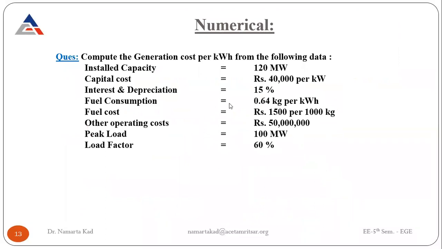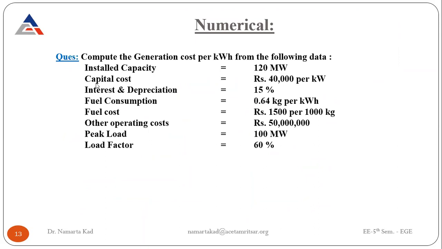Okay, this next numerical is just for your practice. In this numerical, you have to compute the generation cost per kilowatt hour from the following data. The installed capacity is given, that is 120 megawatt. Capital cost is given, rupees 40,000 per kilowatt.